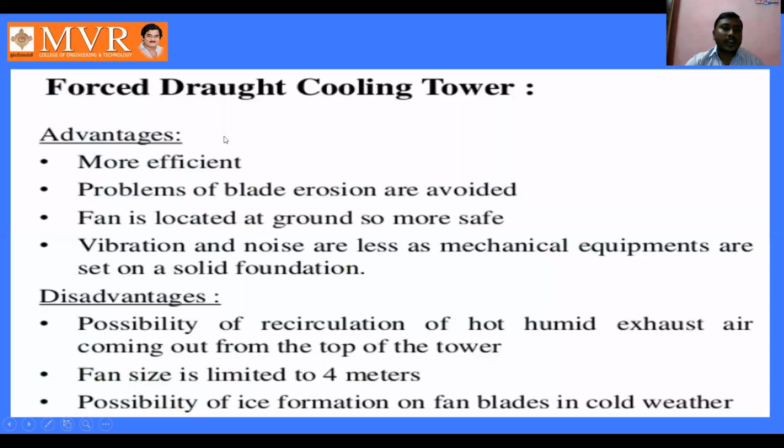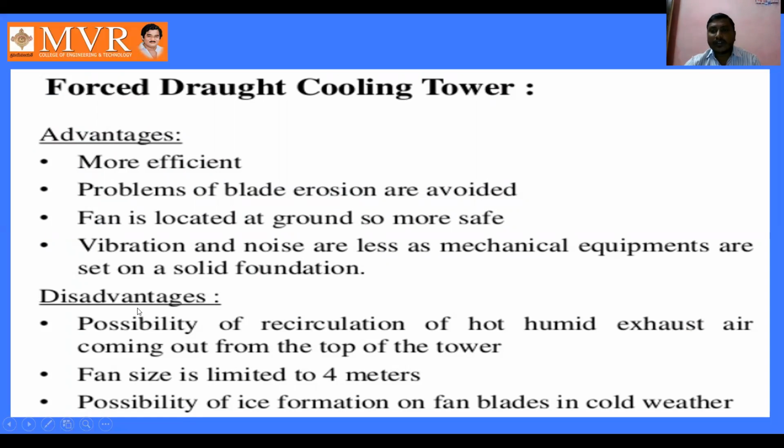See here, the forced draft cooling tower has some advantages as well as some disadvantages. Coming to the advantages, it is more efficient. Problems of blade erosion are avoided. The fan is located at ground level, so it is safer. Vibration and noise are less as mechanical equipment is set on a solid foundation. These are some of the advantages of the forced draft cooling tower.